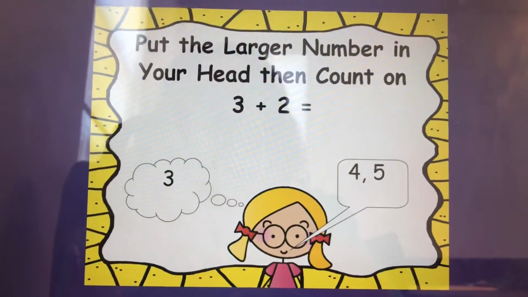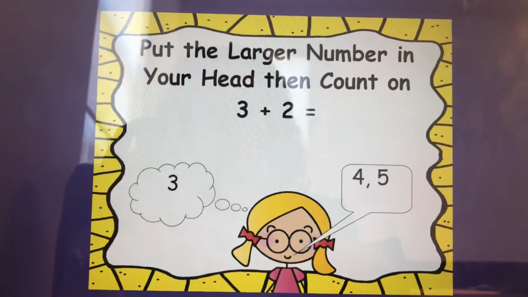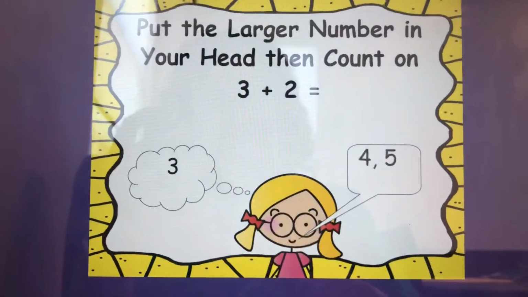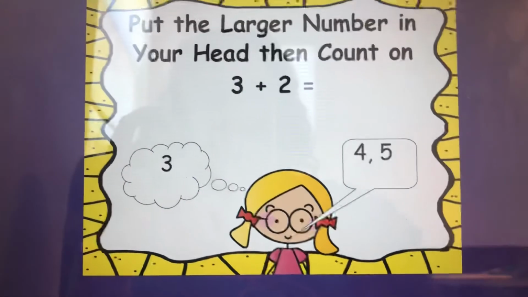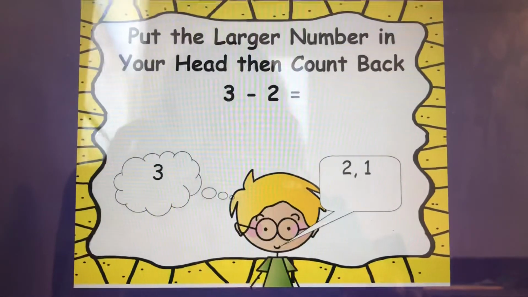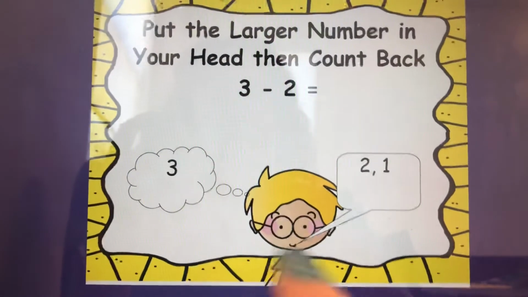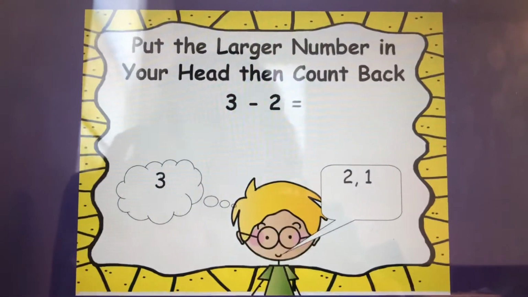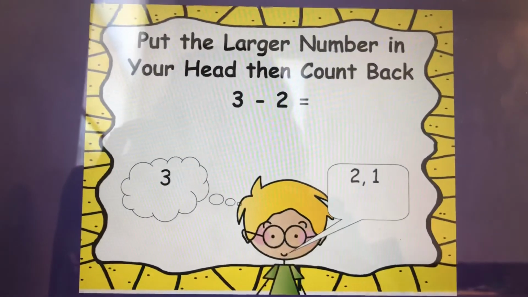We've learned to put the big number in our head and then count out loud to count on. So 3 plus 2, she thinks of the number 3, but then she counts out loud 4, 5. We've learned to put the big number in our head and count backwards. So he thinks of the number 3 and then out loud counts backwards 2 numbers. So these are some of the strategies we've used.